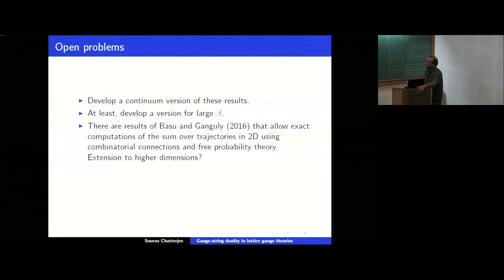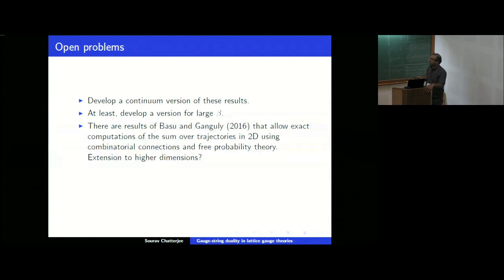So there are results of Basu and Ganguly which show that you can do exact computations. This sum over trajectories, I gave it to you, but it's a complicated thing, right? Because there are so many trajectories. And one of the technical challenges in this work is to prove that this convergence happens, because the number of trajectories grows very fast, like e to the k squared, or I don't remember, but certainly it's not easy to establish this convergence. But it happens due to certain cancellations.